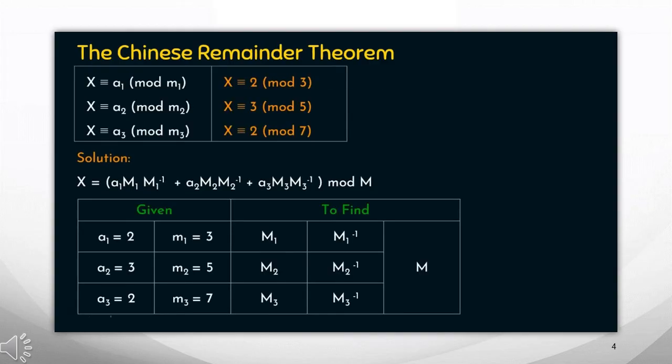How CRT works, step by step. To solve using CRT, we compute the total product M. For each modulus mi, compute Mi equal to M divided by mi. Find the modular inverse of Mi modulo mi. Multiply each ai * Mi * inverse and sum them up. The final answer is the sum modulo M.